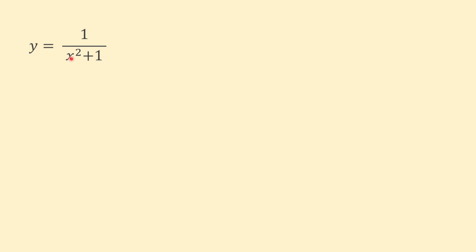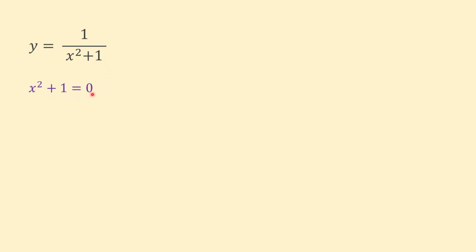Note that if instead of x squared plus 1, we had x squared minus 1 in the denominator, we could factor the denominator by the difference of squares identity. But because it is x squared plus 1, it cannot be factored. And there is no common factor between numerator and denominator, so there is nothing to be canceled. We should go to the next step. We should set the denominator equal to 0 to find the vertical asymptotes of the function.